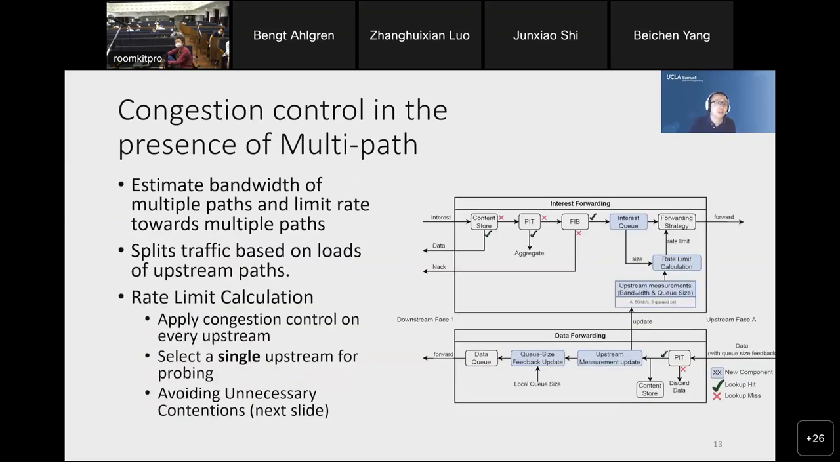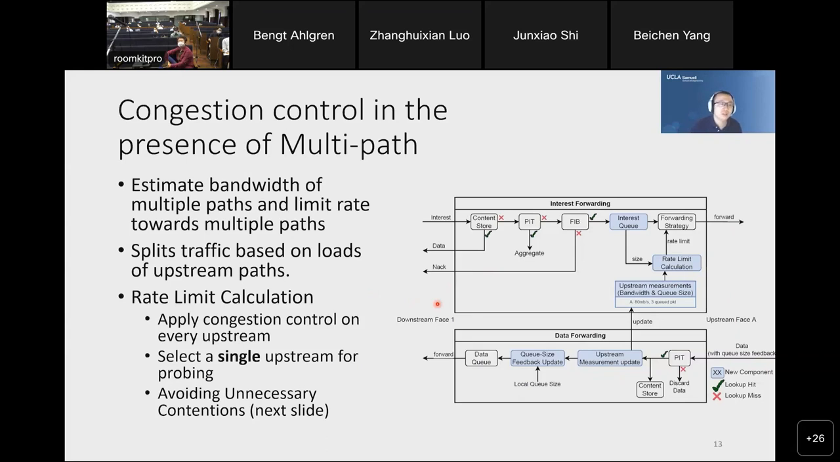With this basic idea, we can extend the congestion control to multipath forwarding cases. The basic idea is still the same. We just apply the bandwidth estimation and the congestion control rate limits individually to each of the different forwarding paths. This also naturally brings a benefit that we can split traffic to different upstreams based on the upstream load. When one upstream is congested, it gets a reduced rate limit, and we split less traffic to that upstream. So the multipath forwarding is adaptive to network load.